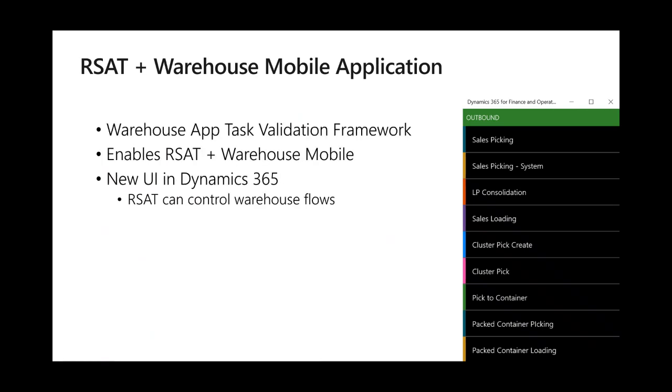So that brings us to the point of this new framework. The Warehouse App Task Validation Framework is the bridge that allows you to create regression tests utilizing RSAT with the mobile workflows using the mobile application. We will cover the details throughout this talk, but at a high level, we have basically added a new user interface to Dynamics that can be controlled with RSAT and which can drive the mobile workflows.